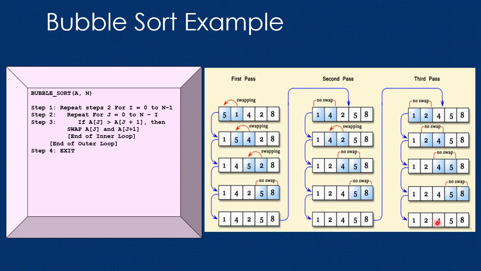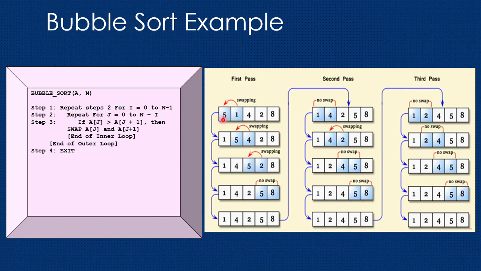So how can it actually be done? Let us see with the help of an algorithm. Here in the algorithm, it basically takes 2 arguments. One is A, which is the name of the array, and N is the number of elements the array has. Now in step 1, we are going to repeat step 2 for index I from 0 to n minus 1. So you are going to repeat step 2 from 0 to n minus 1.